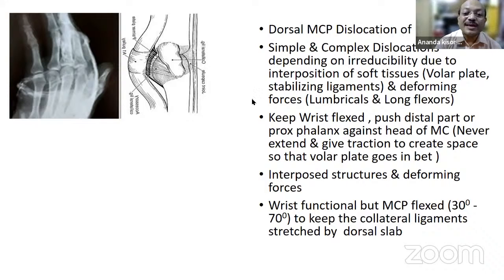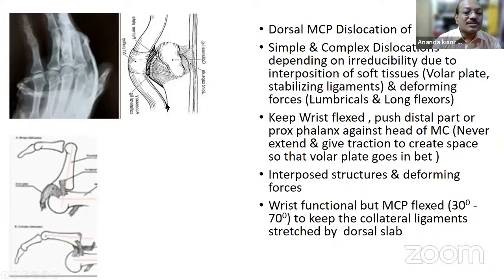So first of all, you have to flex the wrist. Why flex the wrist? See the deforming factors: the lumbricals and the long flexor tendons. Once it is dislocated like that, see, the finger flexors are very much stressed, and the lumbricals, which are attached on the lateral side, are very much stretched. Because of the deforming factors, that will prevent the reduction. So we have to keep the wrist flexed to make the flexors relaxed.